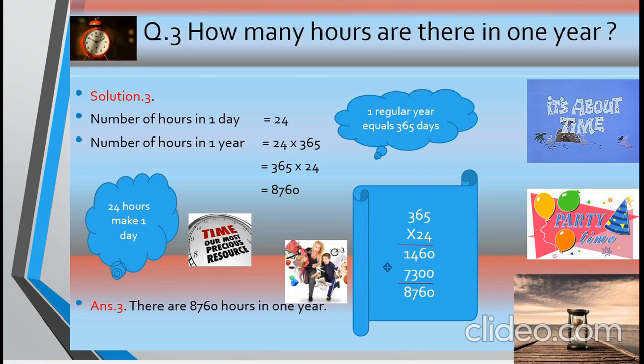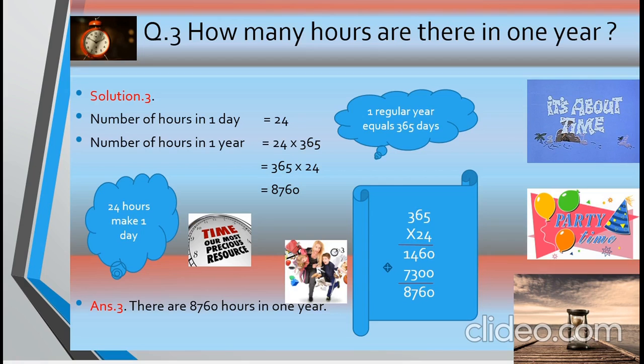Now, the statement, how will you write that? So it is asked how many hours. You will start the statement for the number of hours, and it is asked for the number of hours in 1 year. So that will be the second line. The first line will be the number of hours in 1 day. So in 1 day, there are 24 hours. So the number of hours in 1 day is equal to 24.